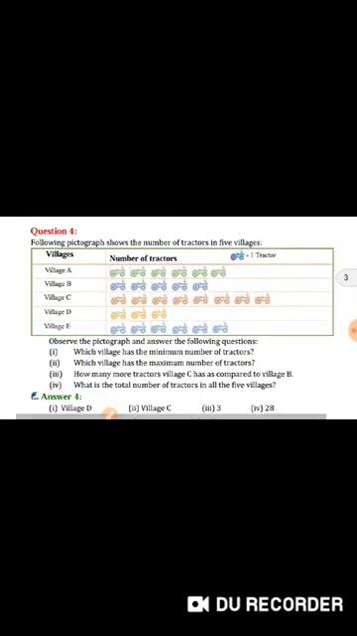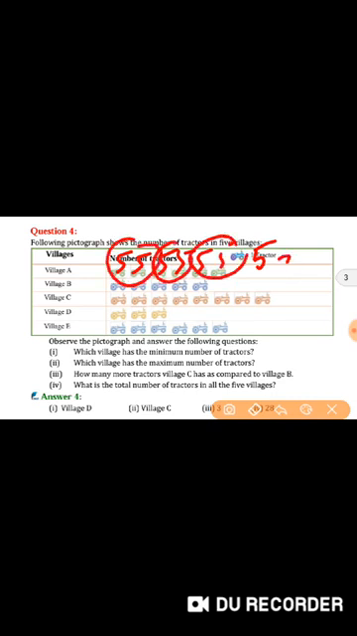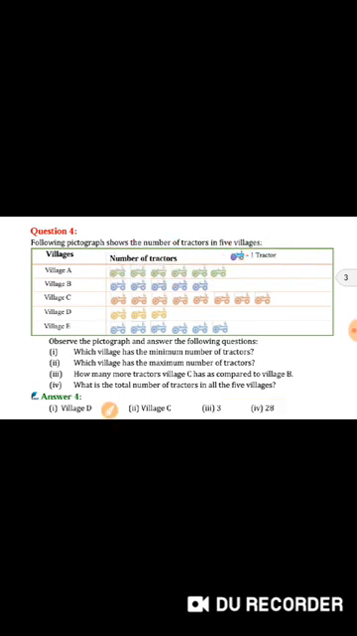Then the fourth one: the following pictograph shows the number of tractors in 5 villages. See, this is called a pictograph. One tractor is equal to one tractor, keep it in mind. Sometimes they may say one tractor represents 5, so 5, 5, 5, 5, 5, 5 means 10, 10, 10, so 30. So 30 tractors we can count like that.